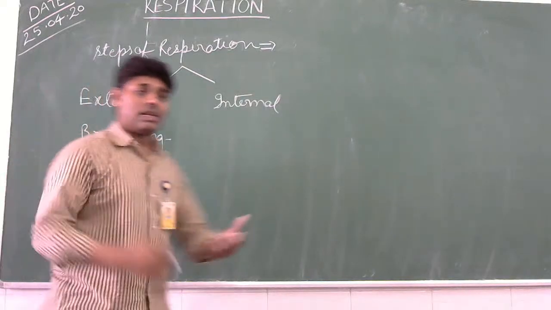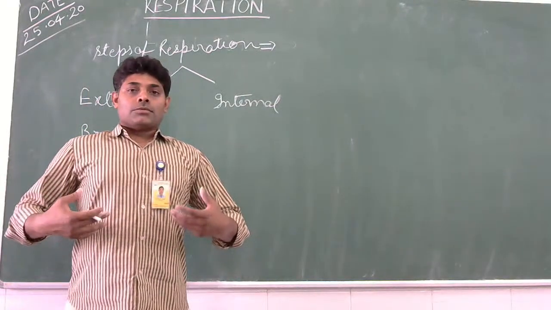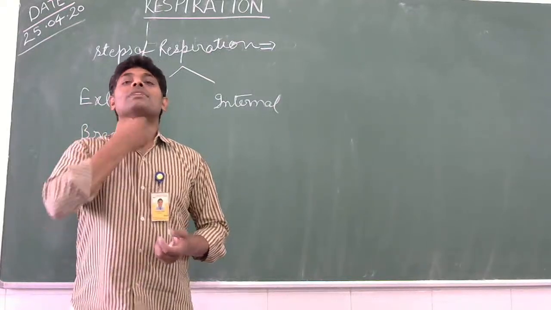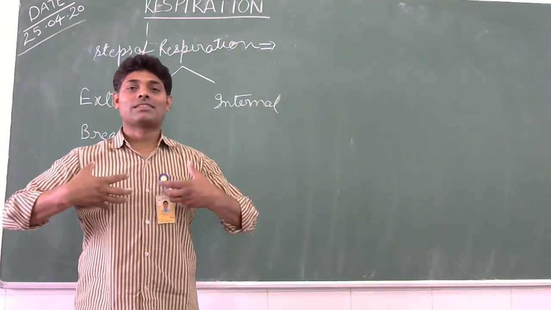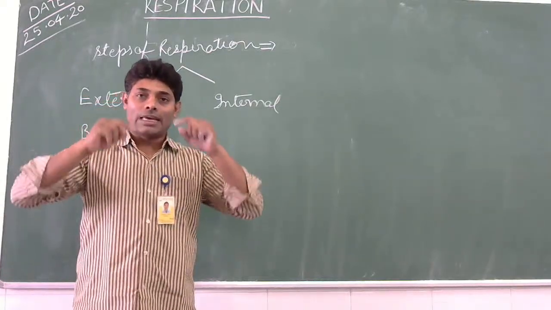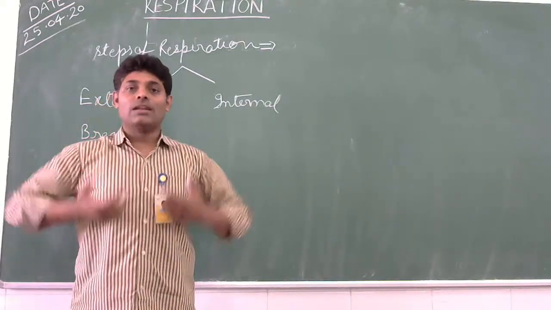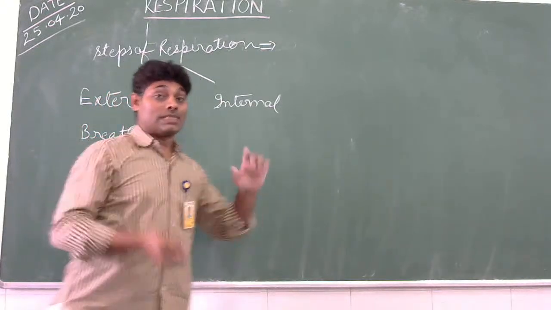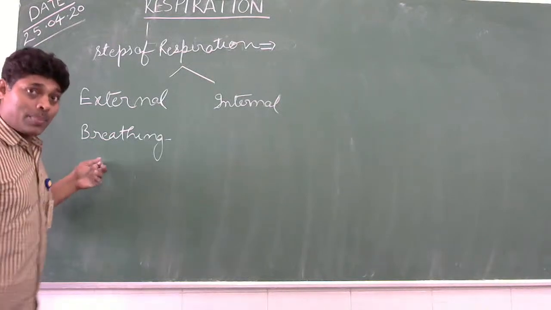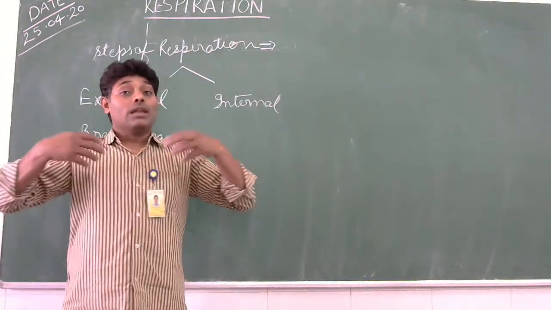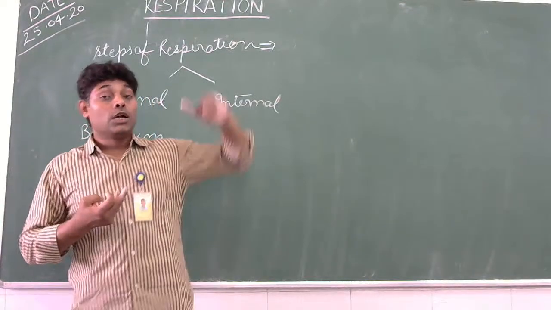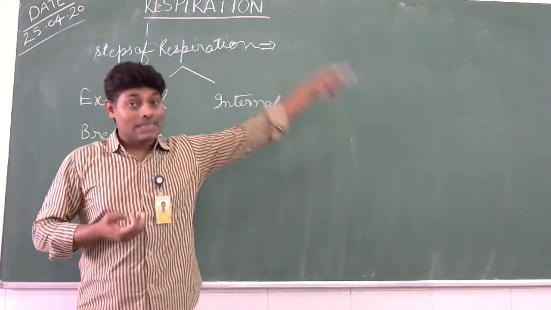Suppose we are inhaling the air, so this is breathing. It carries air through the nasal passages, trachea, then lungs. This route of the air from the nostrils to the lungs, that much of the process is the external process, which is termed breathing. Then again from the lungs, this air or oxygen is carried by the blood to different tissues and cells.